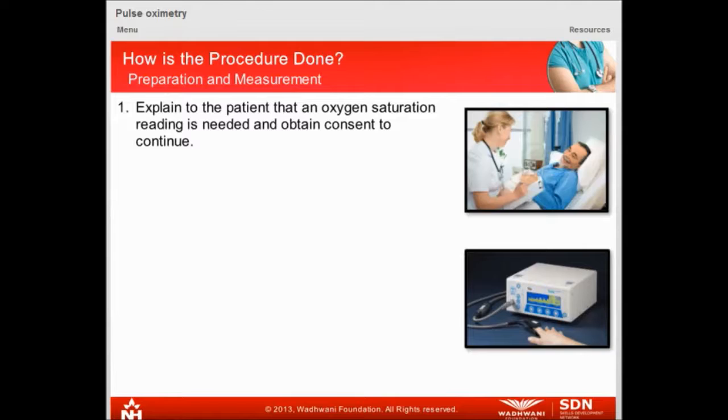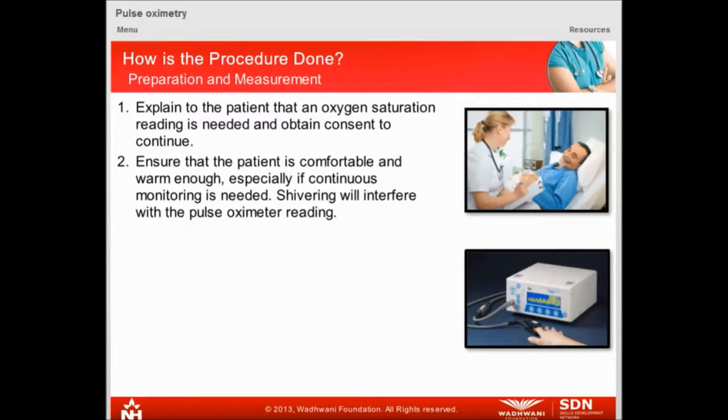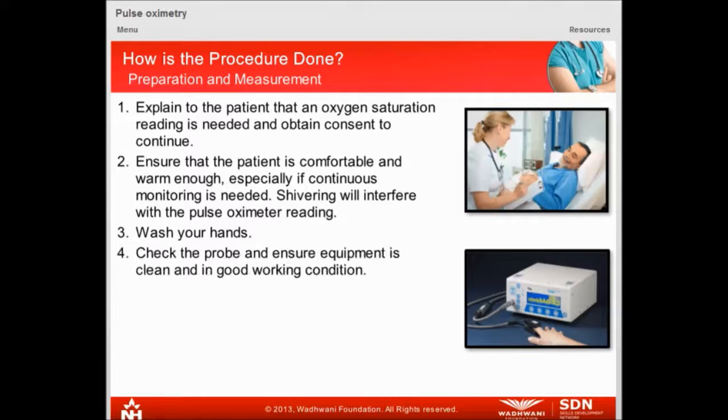1. Explain to the patient that an oxygen saturation reading is needed and obtain the consent to continue. 2. Ensure that the patient is comfortable and warm enough, especially if continuous monitoring is needed. Shivering interferes with the pulse oximeter reading. 3. Wash your hands. 4. Check the probe and ensure the equipment is clean and in good working condition.